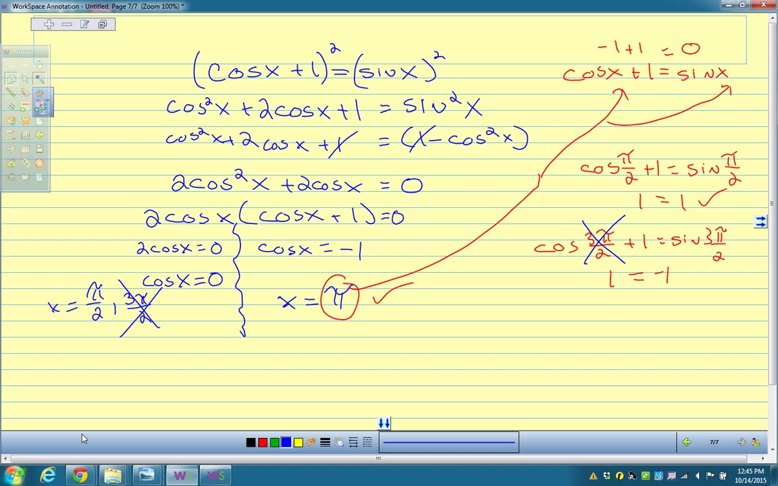Okay? 2 more examples. Well, 1 more example that you're not, well, 3 more examples? Really? No, 2 more examples.